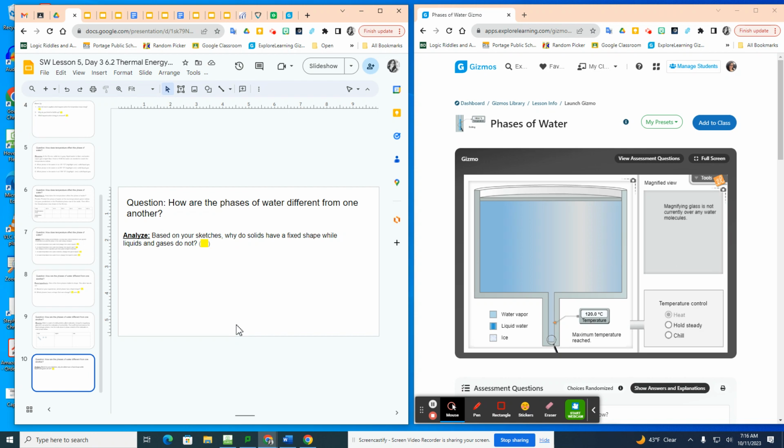And why do liquids and gases not? Are liquids and gases attached to one another? Are solids attached to one another? So why would solids have a fixed shape while liquids and gases do not?